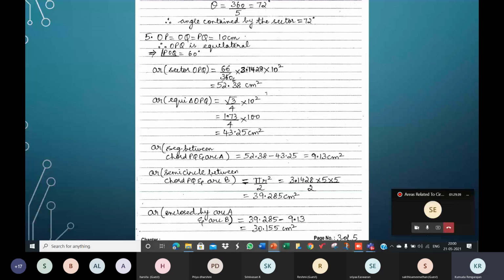Any questions, children, regarding this? We understand the triangle is equilateral, so the sector angle is 60 degrees. We need to find the area of the sector and then the area of the triangle. See, this is not new to you, so I'm just reading it out. And then find the area of the segment. That's one part. Then we need to find the area of the semicircle. The value of its radius is different. The difference is the area enclosed between arc A and arc B.